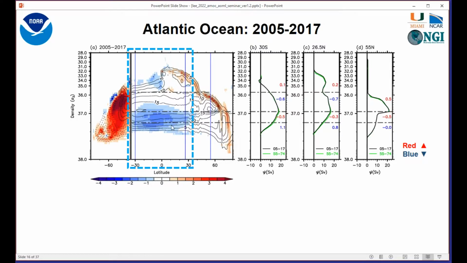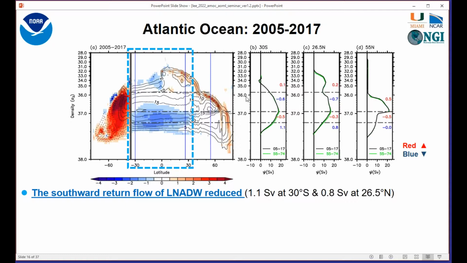And you see the big signal is the blob of this negative stream function anomaly centered over here. We'll get into that. This is a very important signal. Another thing is this is the 30 degrees south MOC right here, this is the 26.5 MOC right here, and this is the 55 degree north MOC right here, and that is at the center of the maximum MOC in the North Atlantic Ocean.